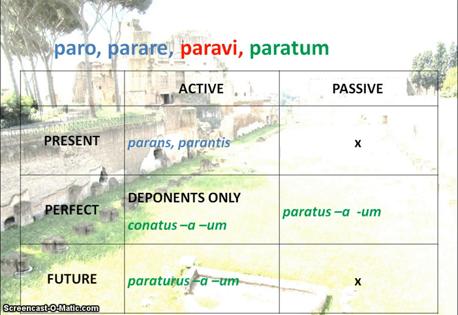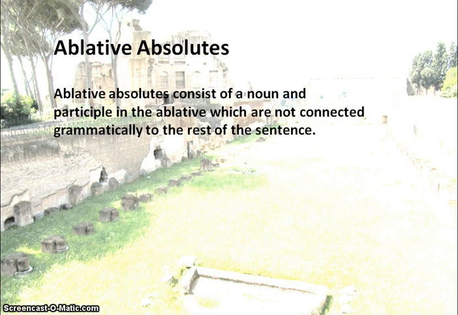And then finally, our future active participle, also formed from the supine, but with the letters UR added between the stem and the endings, urus, ura, urum, also declines like bonus and is going to mean about to prepare or going to prepare. Now, what is an ablative absolute?